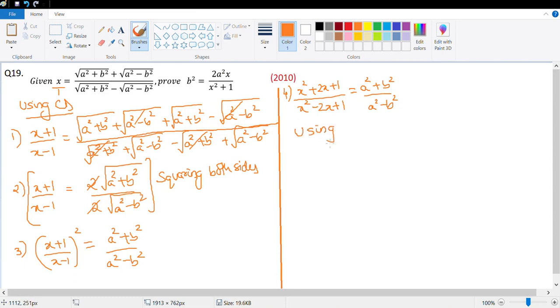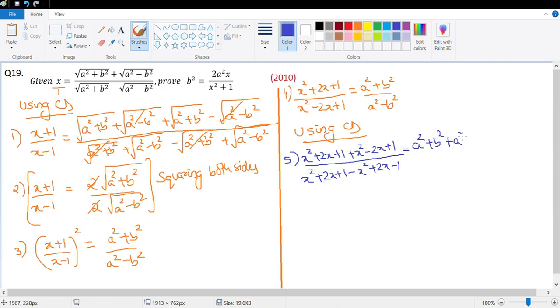So using componendo and dividendo for the second time, I get point number 5. That's x square plus 2x plus 1 plus x square minus 2x plus 1 upon x square plus 2x plus 1 minus x square plus 2x minus 1. This is equal to a square plus b square plus a square minus b square upon a square plus b square minus a square plus b square. If this gets cancelled, negative b square plus b square gets cancelled. Here 2x and negative 2x get cancelled, negative x square gets cancelled, 1 gets cancelled.